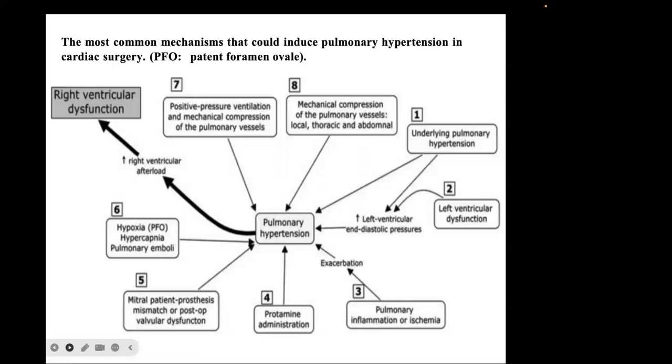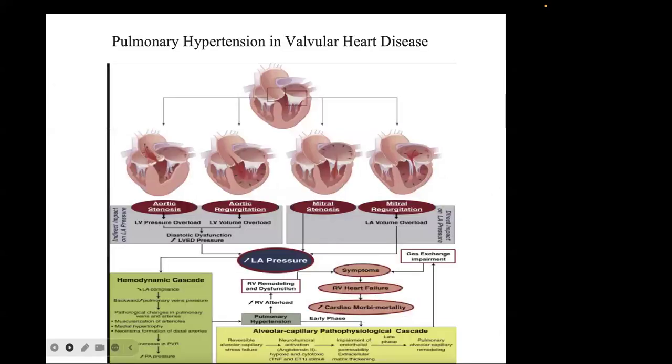And then protamine administration, mitral patient-prosthesis mismatch or post-op valvular dysfunction, hypoxia, hypercapnia, pulmonary emboli, increased right ventricular afterload, right ventricular dysfunction, positive pressure ventilation, and mechanical compression of pulmonary vessels from local thoracic and abdominal causes.